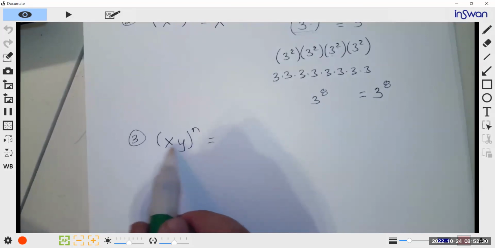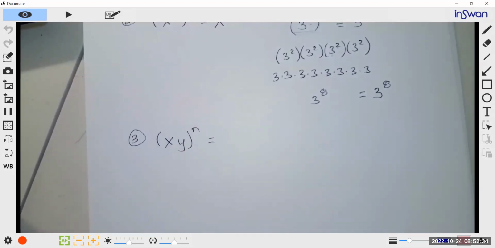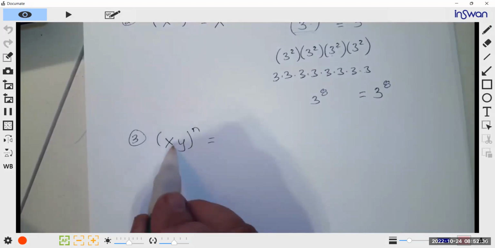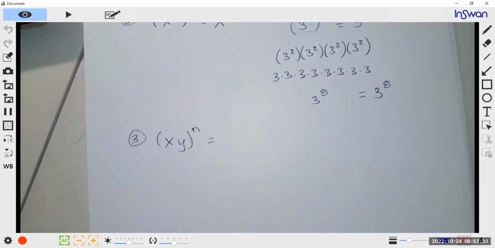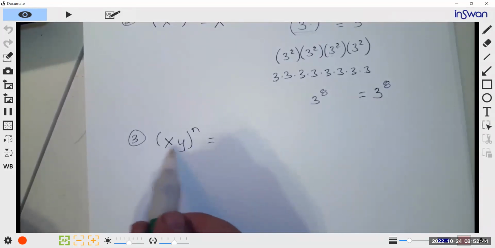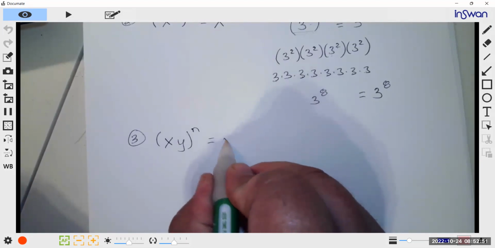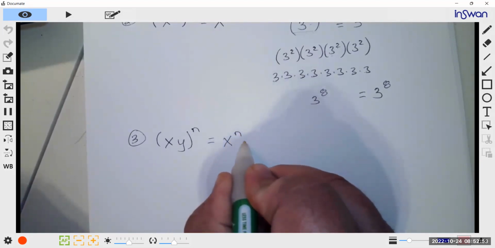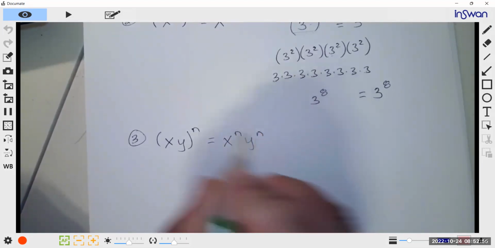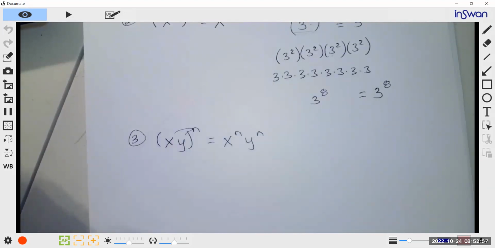Okay, whenever you have different terms inside the parentheses, they're multiplied together. There's no addition and subtraction inside the parentheses. That's a whole different story. That's a lot more work. We'll talk about that later. But whenever you have a product of 2 or more terms raised to a power, that exponent gets distributed to every term inside the parentheses.